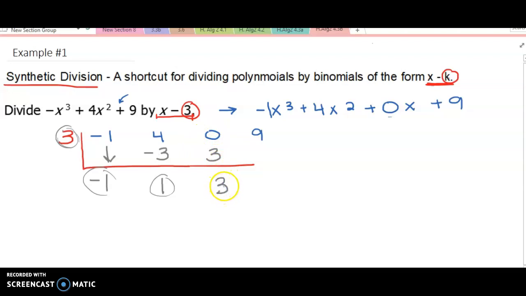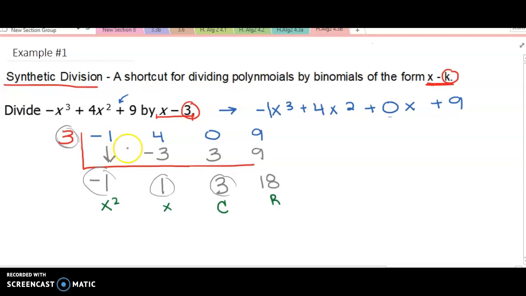Then I multiply 3 times 3, which gives me 9, and when I add these two, it gives me 18. Now I always work backwards here. Our last term is always our remainder. The next term, we're just going to work backwards. This is our constant, or our number without an x value. Before that is our x coefficient, and here this is the coefficient of our x squared.